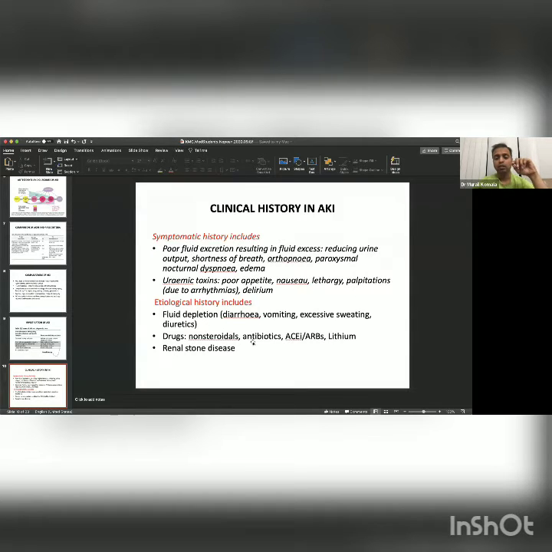So you may not be able to stop lithium, but if the lithium levels are very high, we may want to stop it temporarily till the lithium levels come down. And kidney stone disease, very, very uncommon as a cause of acute kidney injury, unless it's bilateral or both sides.